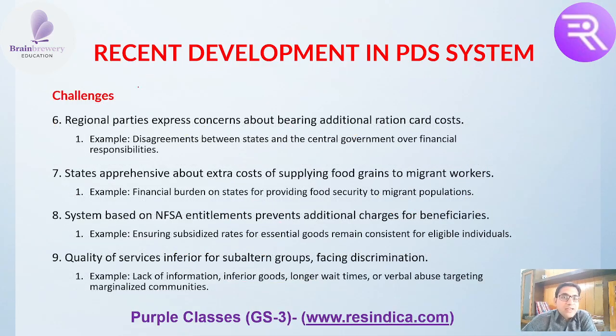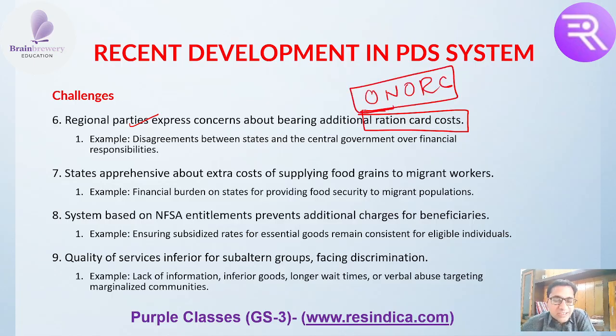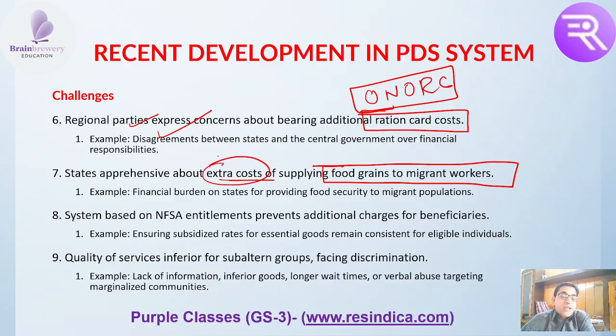Now again, regional parties express concern about bearing additional ration card costs. They have to create one nation, one ration card, and again do a whole lot of exercise, building new ration cards and everything. So there is a disagreement between them. Then states are apprehensive about the extra cost of supplying food grain to migrant workers. That means the state will say, why should we provide extra food to the migrant worker, and why should the state pay extra cost for the migrant worker? So here again the central government and the state government have to come into close proximity in order to solve this issue, right?